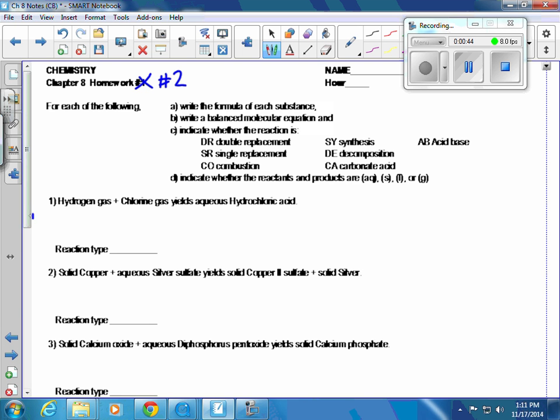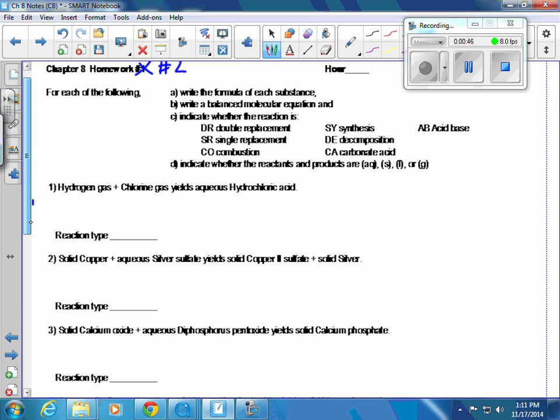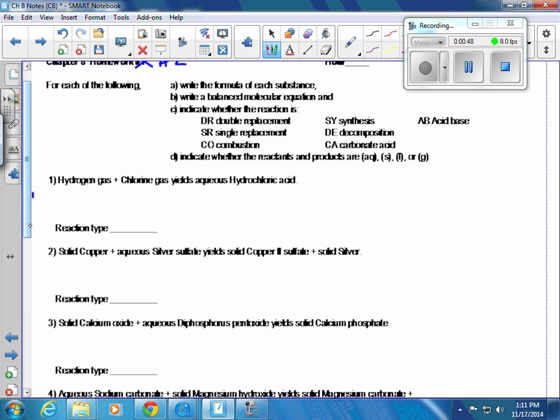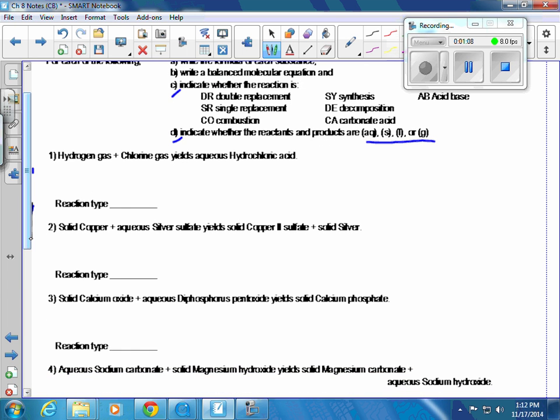First of all, we want to write the chemical formula for each substance, and write the balanced molecular equation. Part C, we're going to indicate what type of reaction it is, and you can see all the abbreviations that we have here. And then finally, we're going to use our solubility sheet to indicate whether the reactants and the products are aqueous, solid, liquid, or gas. All very important points. So we talked in class about some of these that are diatomic.